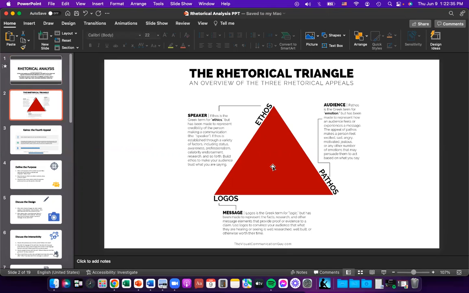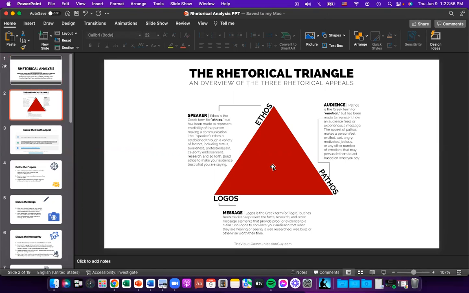For pathos, that's thinking about you, the audience. How can a text manipulate you to feel a certain way? So in the examples that we're going to look at today, there's an example where you may feel grief. There's another example where you may feel joy, depending on what your memory is.